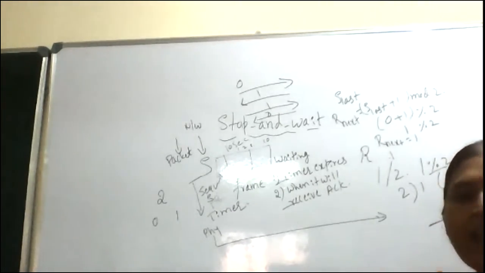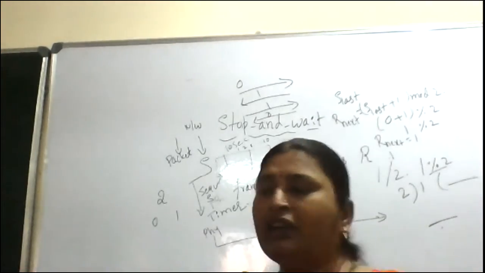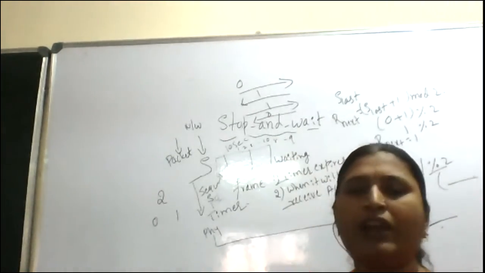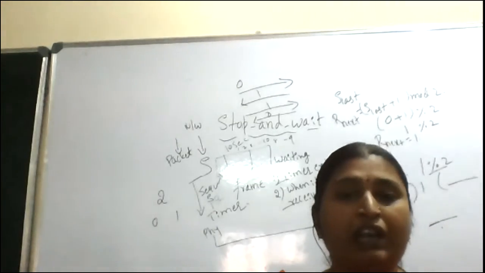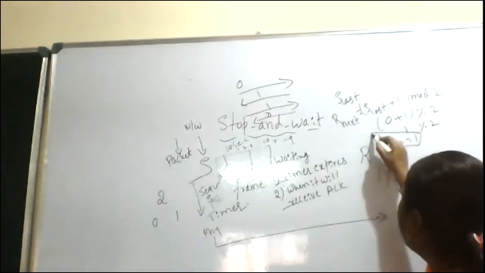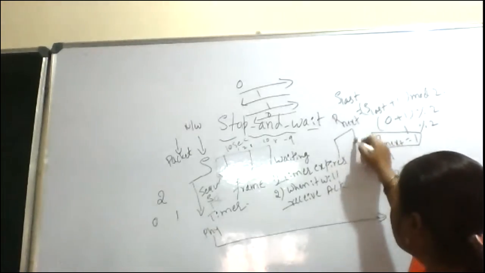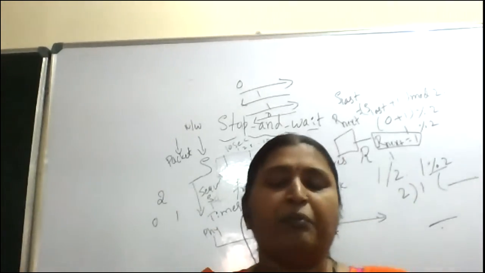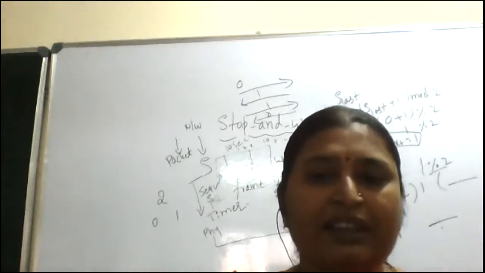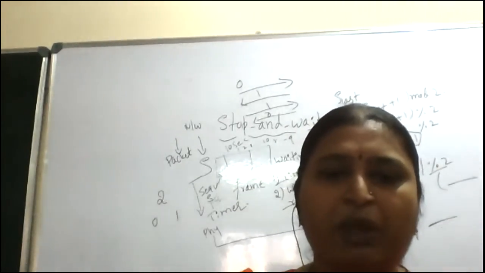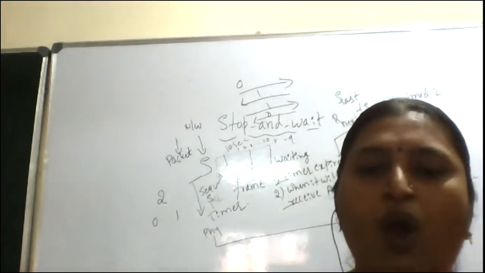The second one: within 10 seconds, say 8 or 9 seconds ago, the acknowledgement came. Then what will it do? It will see whatever is expected and whatever has come. The acknowledgement brings an R next, and it checks whether that R next is the same as what I expected, whether it is asking me to send sequence number 1 or not.